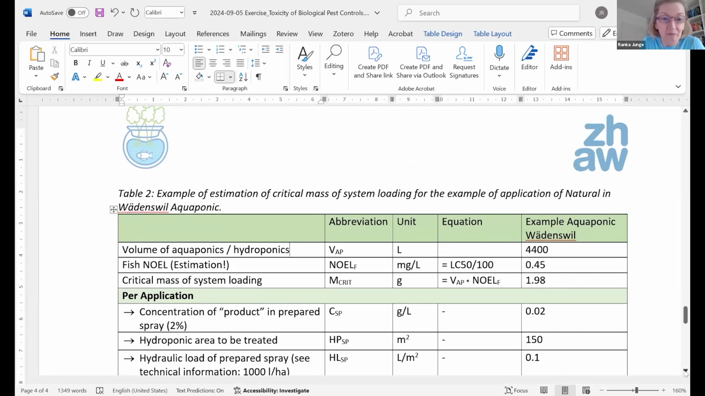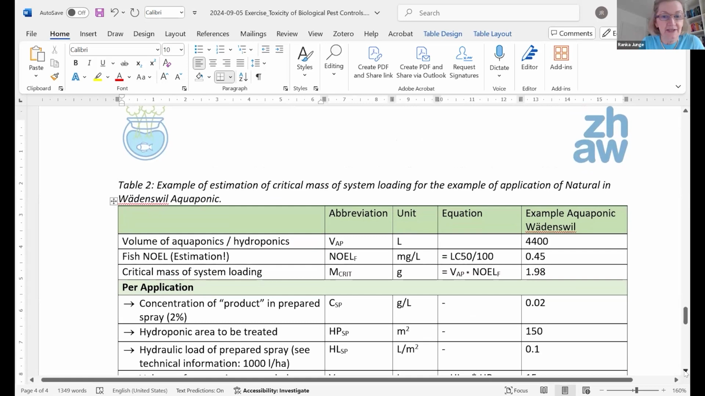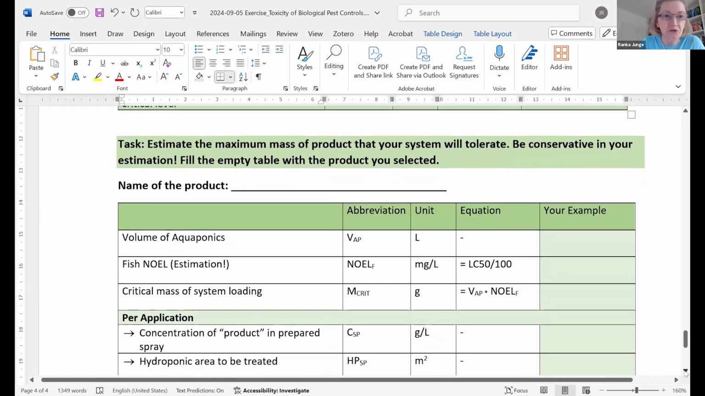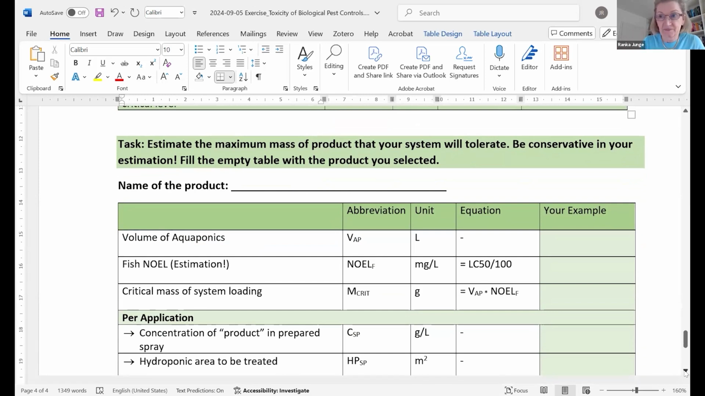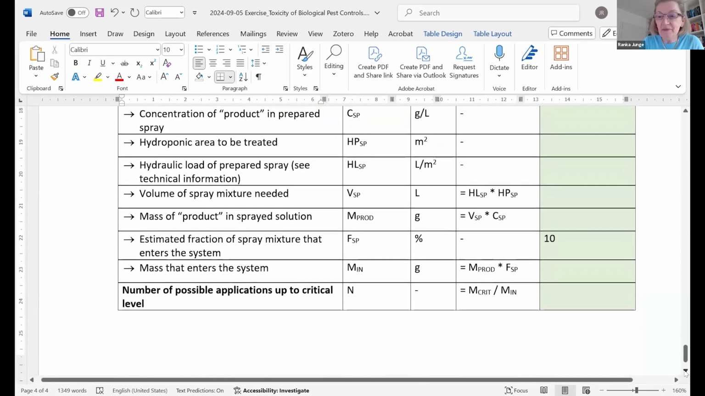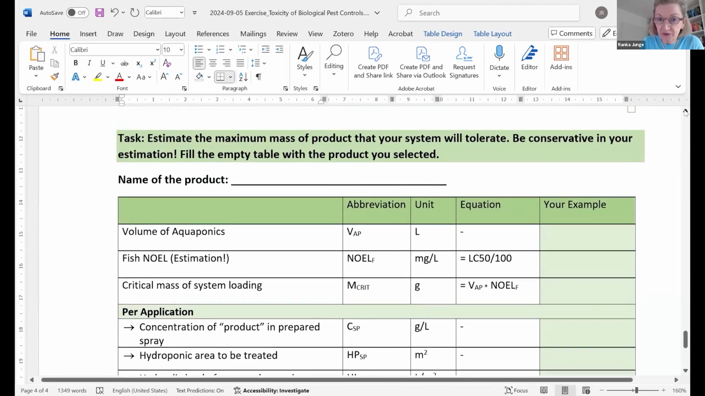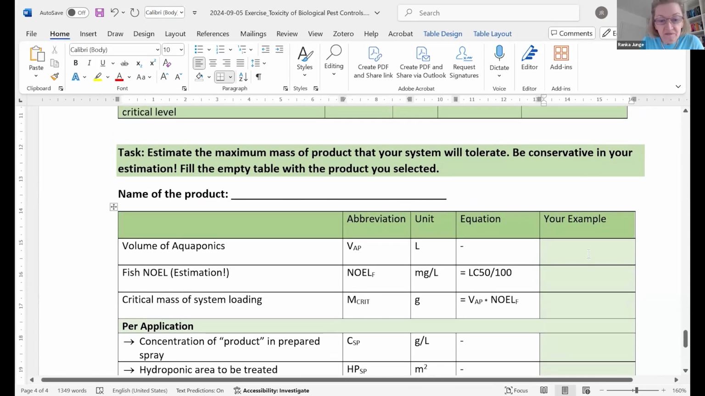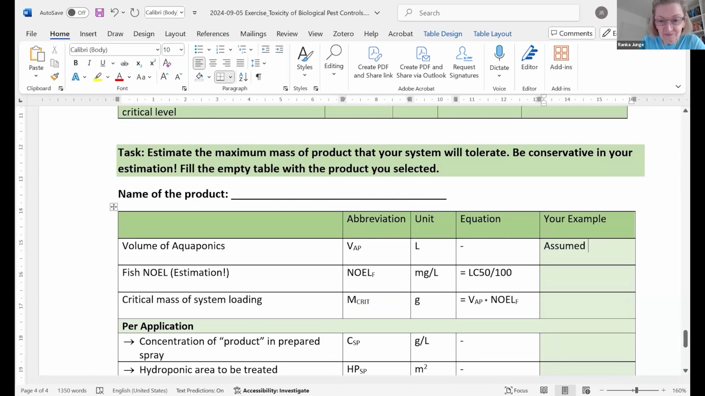This sounds very complicated now, but it's actually very simple. You just have to sit down in peace and calculate. You won't need more than 2 hours for this whole exercise, maybe you need only 1 hour. So your task is to take another product, not natural, and calculate the critical mass loading, the number of possible applications up to the critical level for your system. If you do not own an aquaponics system, you make an assumption and calculate with that.